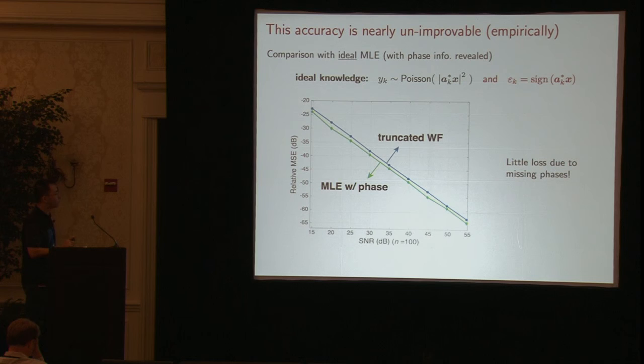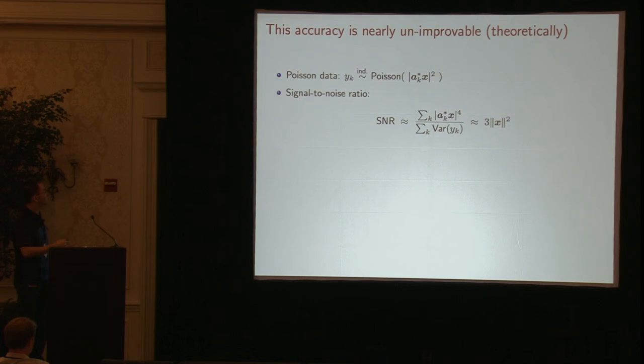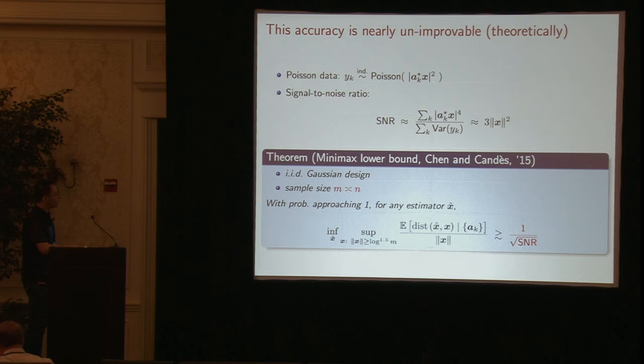And this can be formalized in a rigorous way, because suppose that we have Poisson data and suppose we have SNR, so again, using exactly the same setting and for any method, the minimax risk must be larger than 1 over square root of SNR, which is saying that the statistical accuracy of the algorithm that we have developed is essentially optimal.